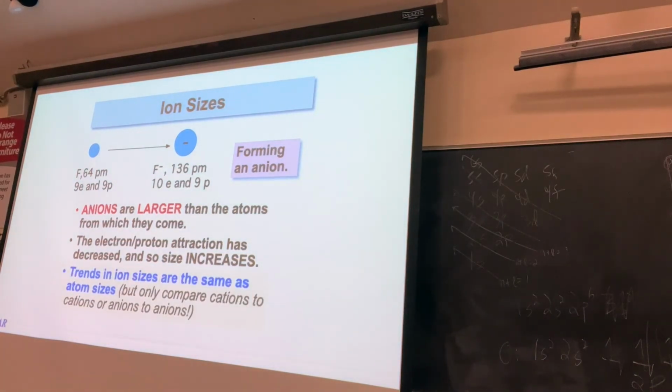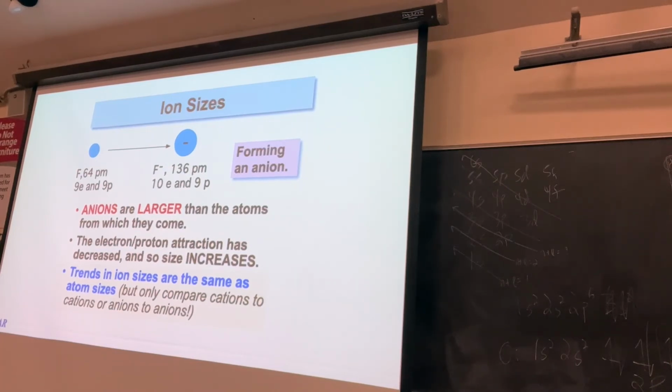So what it comes down to is if you're looking at ions, all right, sodium versus magnesium, sodium plus 1 versus magnesium 2 plus, or oxide O minus 2 versus fluoride F minus 1, the trends will apply. You have to just compare cations to cations and anions to anions. The anions are automatically going to be bigger than the cations they came from.